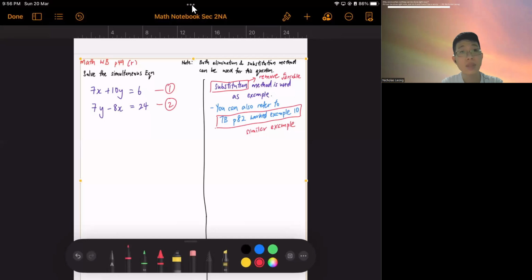Okay, hi students. So today we'll be learning how to solve simultaneous equations using the substitution method. For this simultaneous equation, you can always use either the elimination or substitution method because both methods are applicable. For this particular example, you can refer to textbook page 82, worked example 10, for another similar example on how to use the substitution method to solve a simultaneous equation.